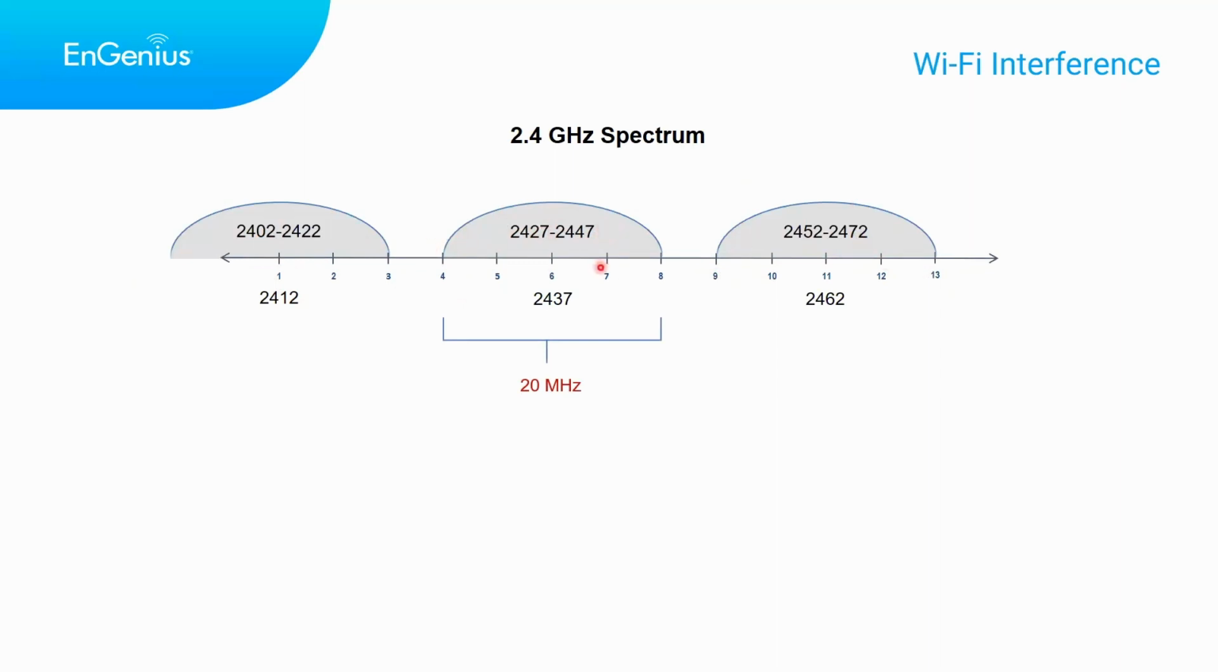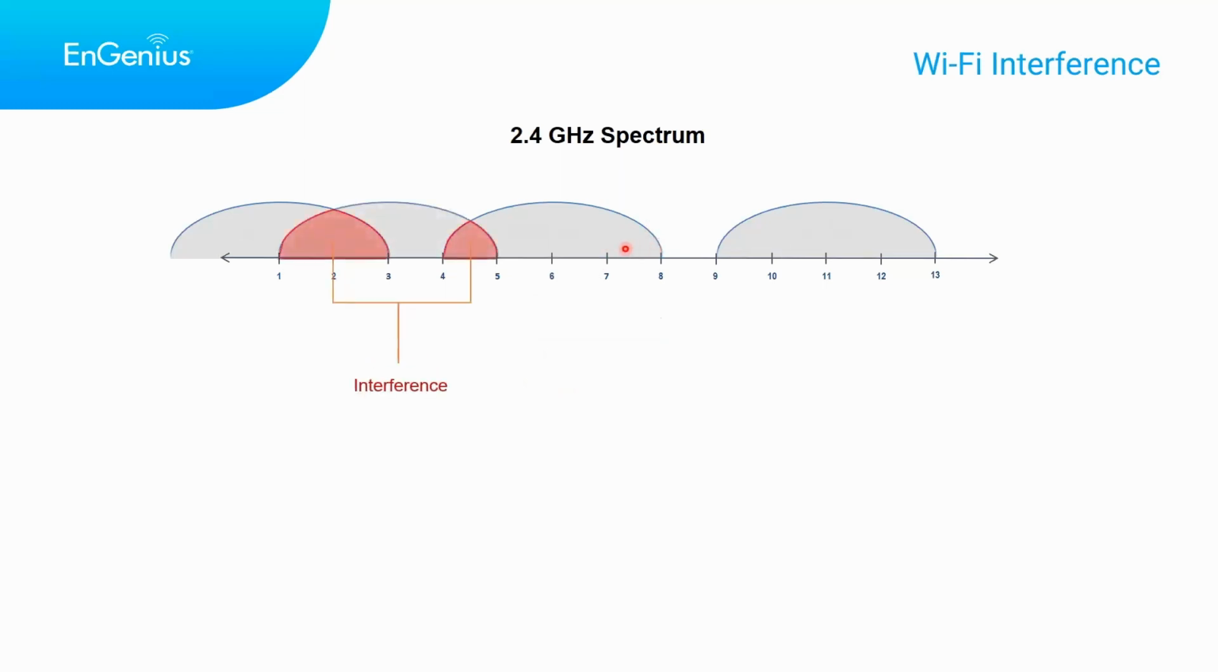So the span of each channel for Wi-Fi is about 20 megahertz, and let's add one more access point in the mix. So here, this AP is on channel 3. You would see this overlap between channels 1, 6, and 3. So that overlap is what we call interference.